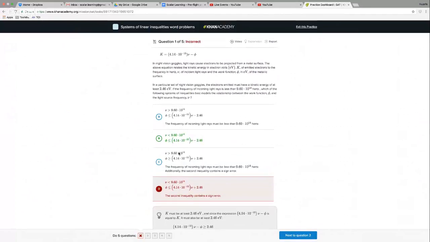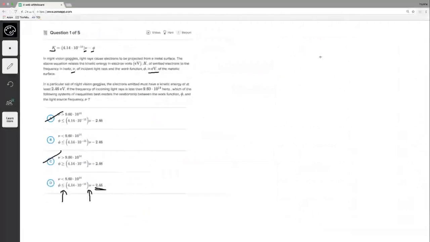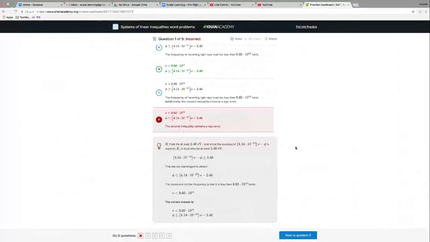Yeah, it's B. Okay, so what did I have it down to? I had it down to B, and I chose that one. Let's read the explanation. So K must be at least 2.46 electron volts. The expression is this. Oh yeah, see, you know what? I tried to take the work function. I didn't isolate. That's where I got thrown off.